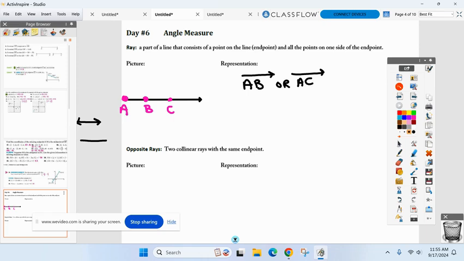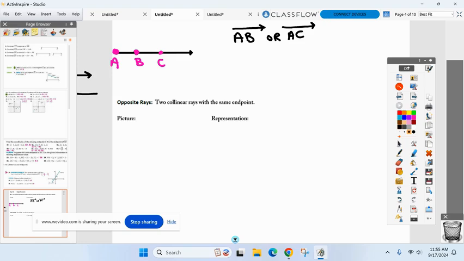All right. Next, I put two rays right next to each other. Opposite rays. Take a look here, going this way and going this way. It's a line. Midpoint. Lines can have midpoints.